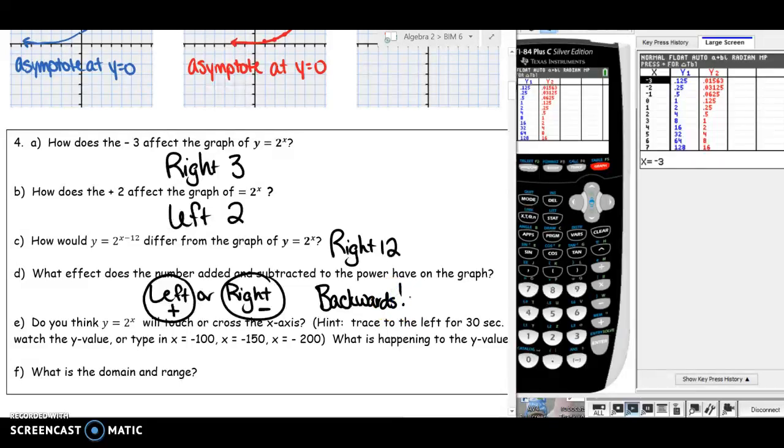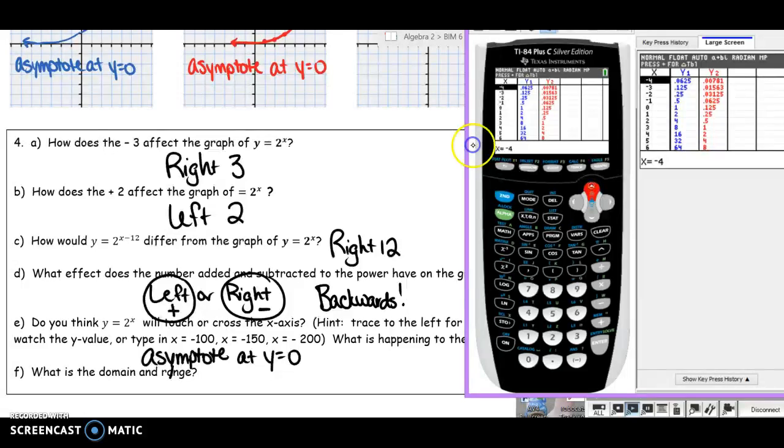E is talking about the asymptote. So there is an asymptote. That's a Y. An asymptote is a line that the graph will approach but not cross. So if on this table I continue going into crazy negative values, if I continue going to the left on this graph, notice that the values are getting closer and closer to 0, but they're never exactly 0, and they're never negative. So they're getting closer and closer and closer to 0.